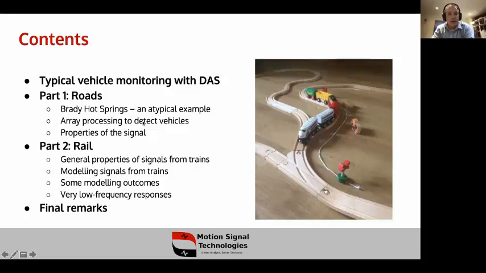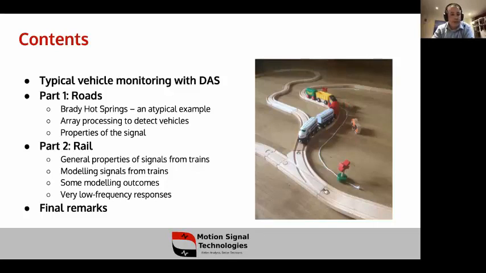And I'm going to talk about that in some detail, in particular how we can use array processing in order to detect and analyze vehicles on that, and the properties of the signal that we actually see at Brady Hot Springs, and what that means for surveying roads using DAS in general.